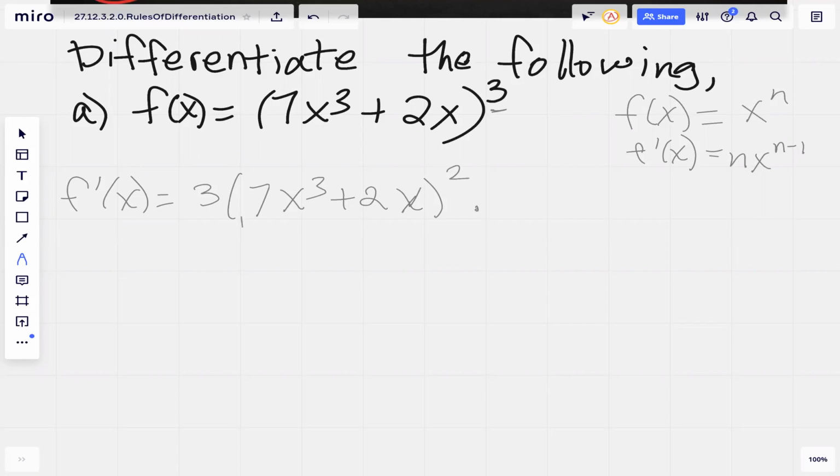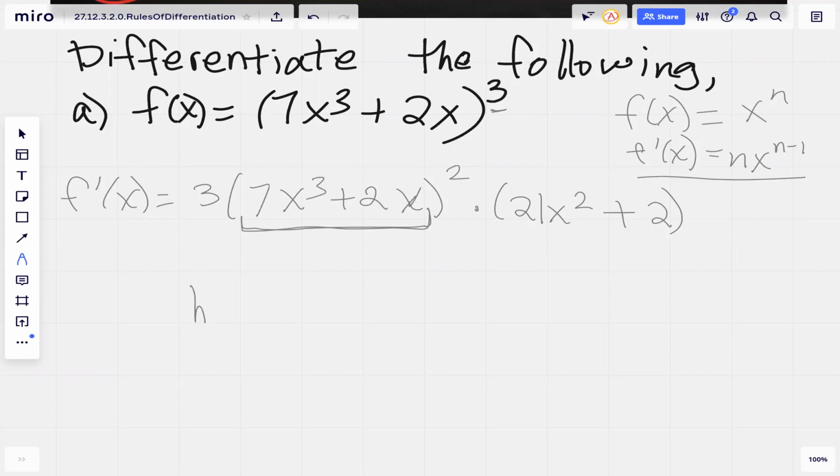Times, now we need to use the chain rule and differentiate what's within the bracket. So what do we have here? We have 21x squared plus 2. So this is our derivative. So we used a few rules. We used this power rule, we used a chain rule, and then when taking the derivative of what's in the round brackets, we use the addition rule.